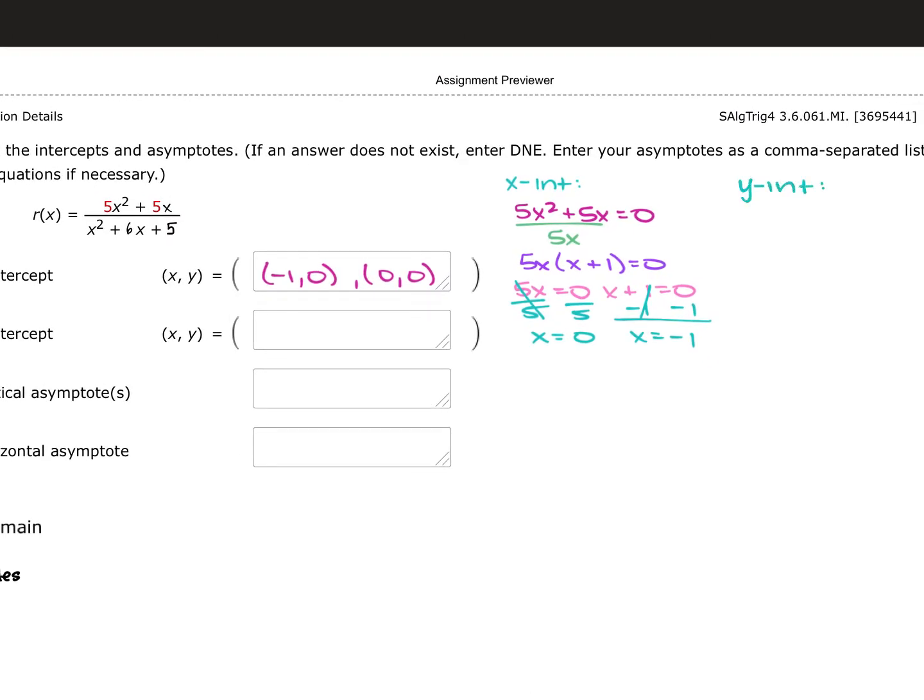For your y-intercept, you are going to plug in 0 anywhere you see an x. So that's going to give you 5 times 0 squared plus 5 times 0 over 0 squared plus 6 times 0 plus 5. This simplifies to be 0 over 5, which is just 0. So your y-intercept is the ordered pair 0, 0.